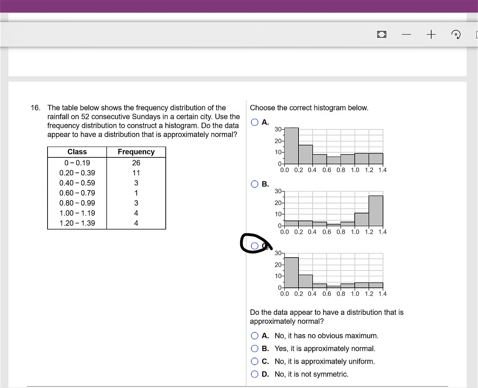Now, is this a normal distribution? Remember, for a normal distribution from the frequency distribution, we would start low, work up to a high, and then drop back down to low. So this is going to be no. It's not symmetric. It does have a maximum, but it's not symmetric.